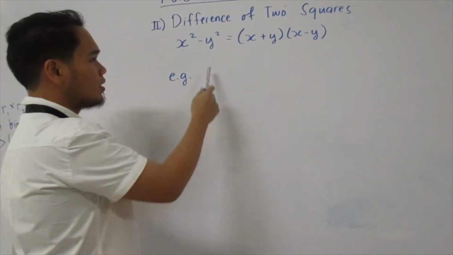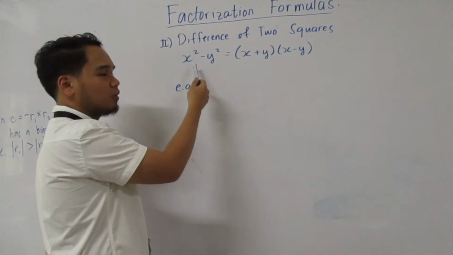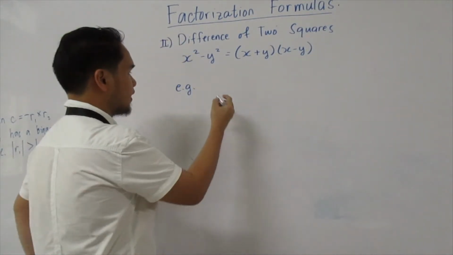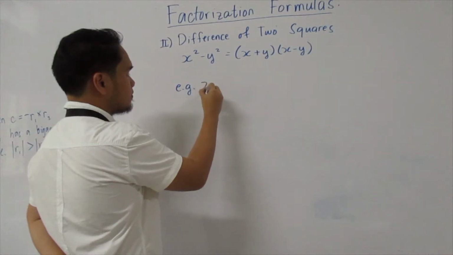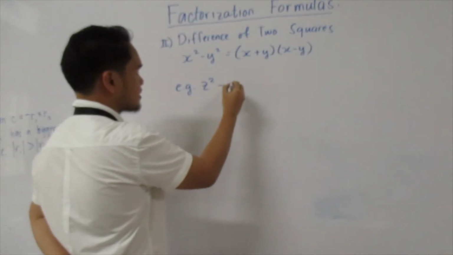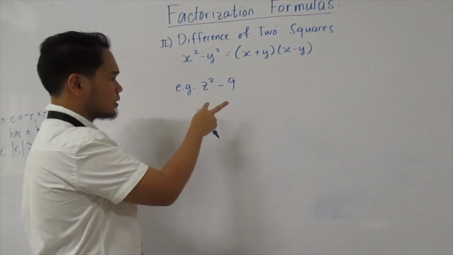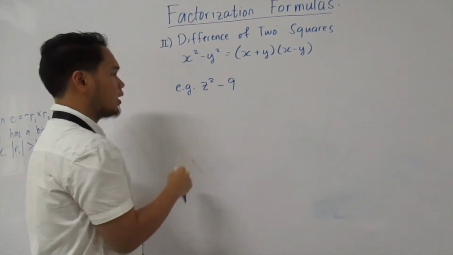in some books. So if you have these perfect squares and a minus in between, you can do it like this. For example, we have, say, z squared minus 9. Okay, so we're going to look first at whether the 2 terms are perfect squares.